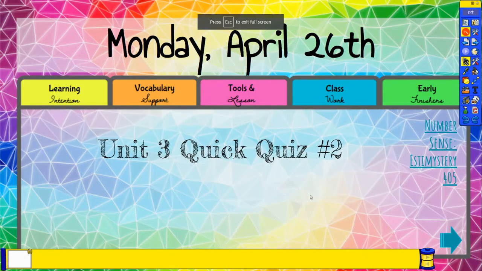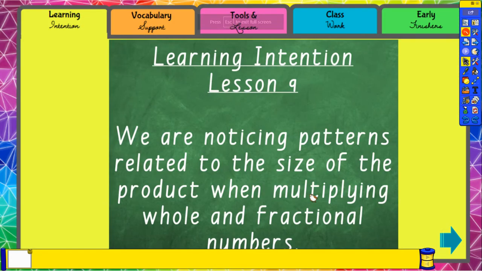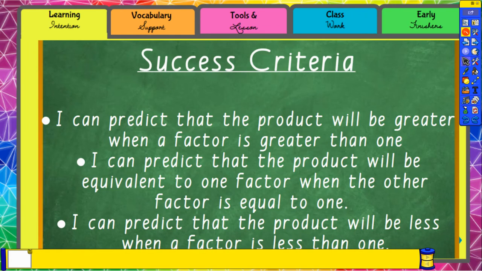So today we are going to gear up for quick quiz number 2, and we are going to do a little bit of reviewing from last week. All right, so last week we talked about generalizations. So we're noticing patterns related to the size of the product when multiplying whole and fraction numbers. All right, success criteria. Well, we left off on this on Wednesday, right?